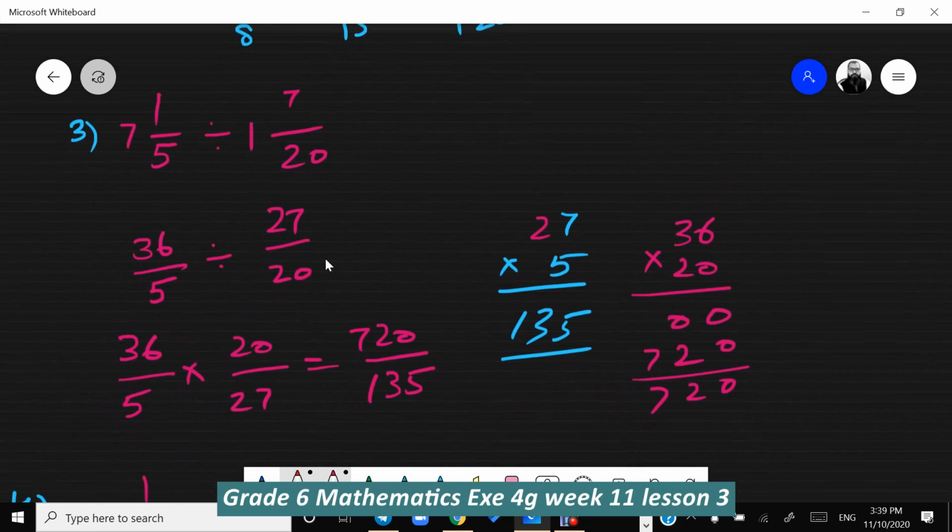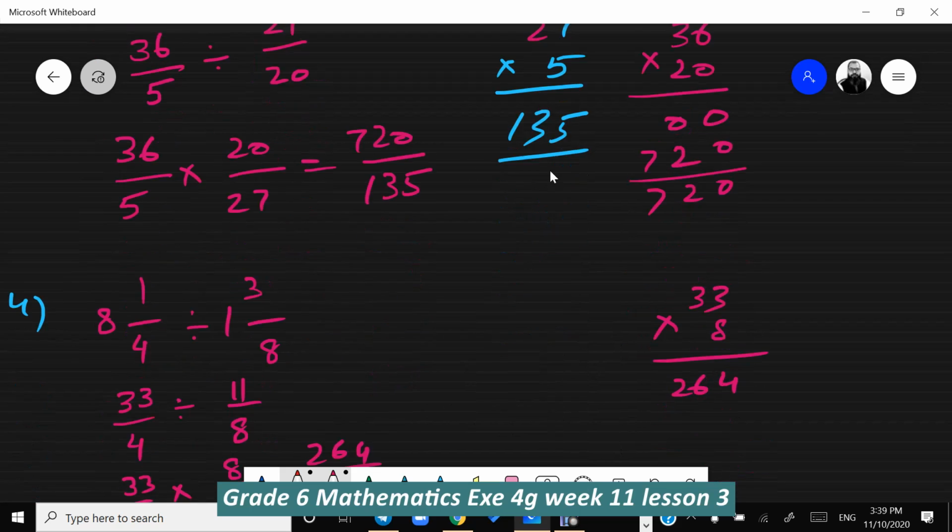The next one, 5 multiplied by 7, 35, plus 1, 36. So 36 over 5 divided by 20 over 27. Now convert this division to multiplication: 20 goes up, 27 comes down. Now simply multiply 36 by 20 and 5 by 27. You can see here the multiplication process. This will be the answer.